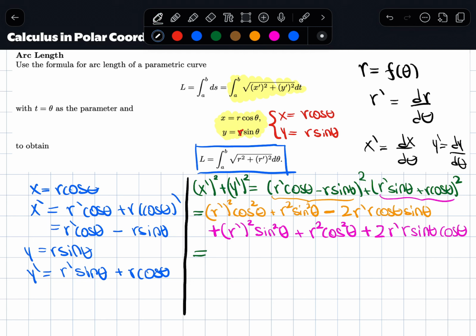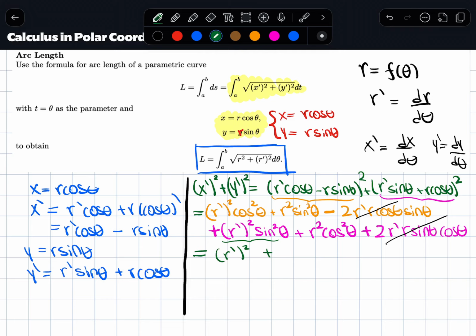And then if you pause for a second, now I'm going to write my next equal sign, you can see that this and this cancel. They are the same term with opposite signs. And also you can see that if you factor out r prime squared, you get that times sine squared plus cosine squared, which will be 1. So you only get r prime squared.